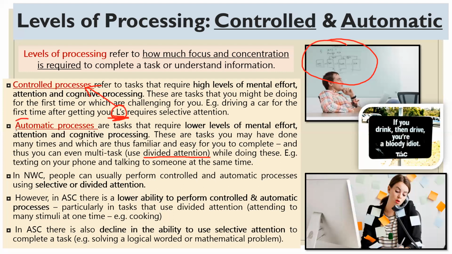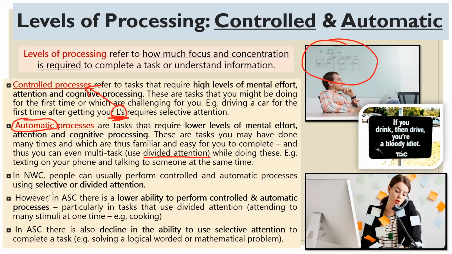So the name itself, automatic, suggests that it's so easy for you, it's automatic, it's so familiar to you. And for that reason, it doesn't require a lot of effort or a lot of cognitive processing. Cognitive processing means high levels of thinking and reasoning and that kind of stuff. Okay, now what's the difference?